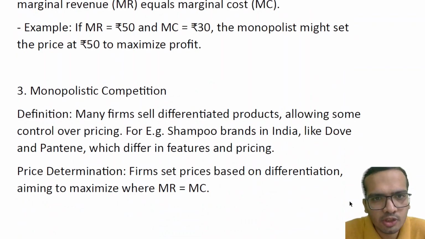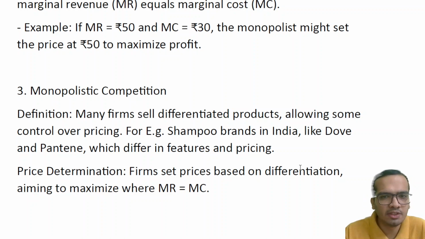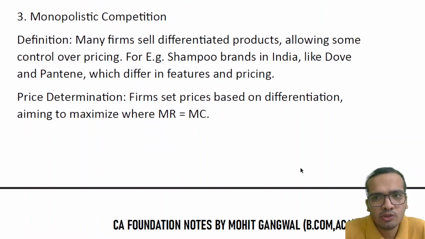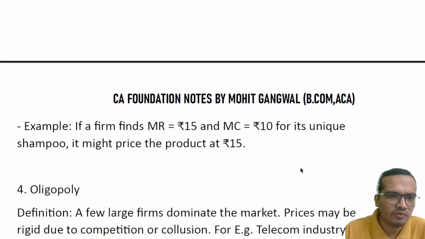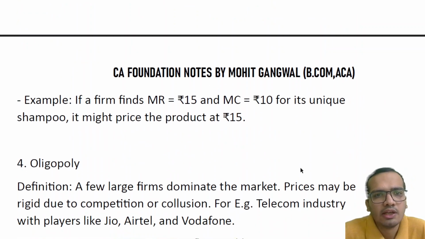Third comes monopolistic competition. Here many firms sell differentiated products, allowing some control over pricing. An example could be shampoo brands in India like Dove and Pantene, which differ in features and pricing. Here, for price determination, firms set prices based on differentiation, aiming to maximize profit where marginal revenue is equal to marginal cost. An example could be, if a firm finds marginal revenue equals 15 and marginal cost equals rupees 10 for its unique shampoo, it might price the product at rupees 15.